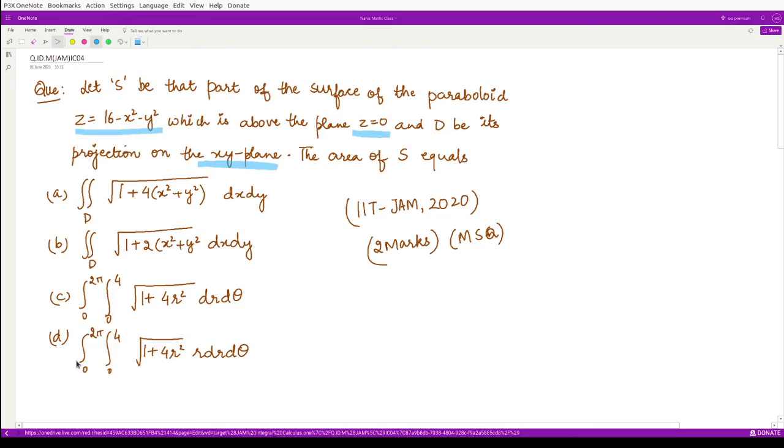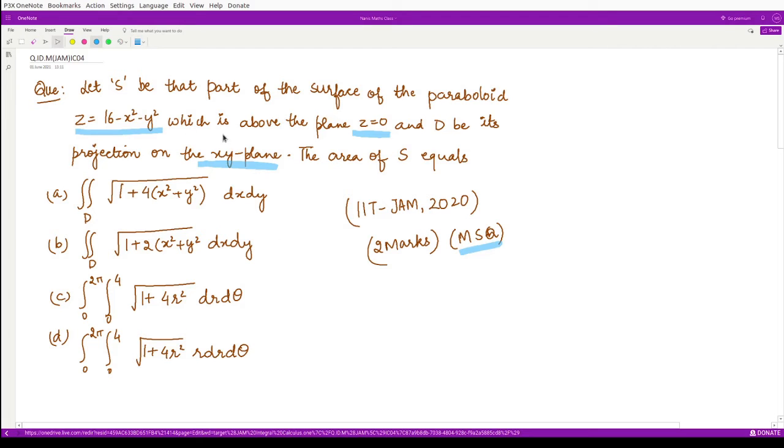Now here, any option could be correct, right? This is a multiple select question, so that means either 1 or 2 or 3 or all of the answers might be correct. So you have to select the answers keeping in mind this thing.